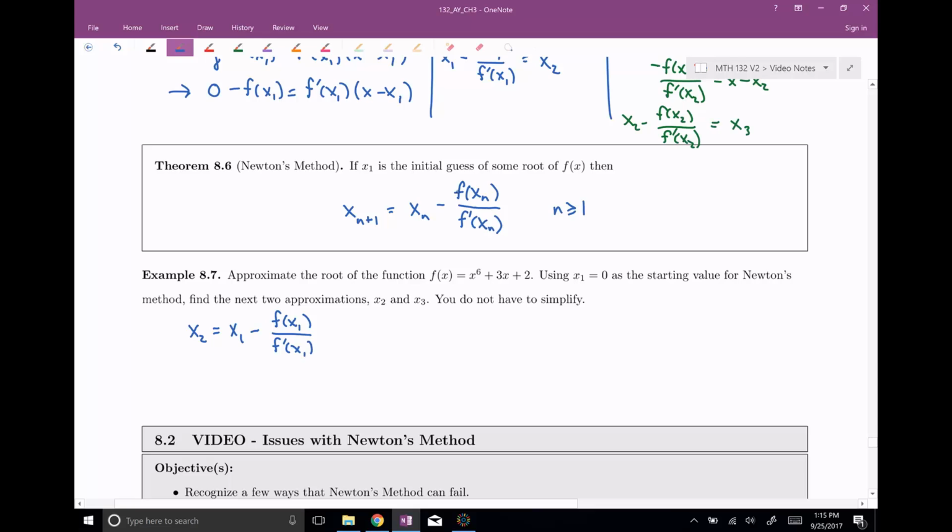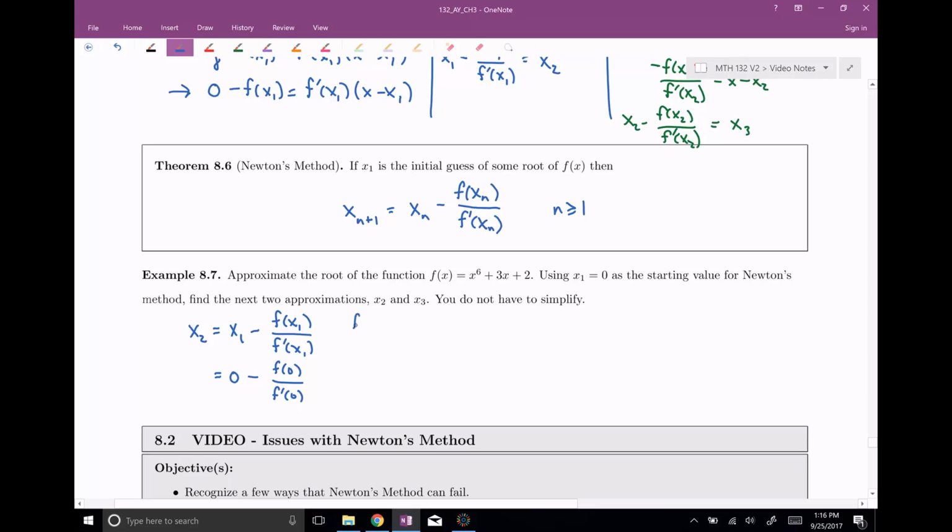So everywhere we see an n, I'm plugging in 1, and that gives me x of 1 plus 1, that's x2, right? That's our second guess. Well, in this case, x sub 1 is specified for us, it's 0. So we have 0 minus f of 0 divided by f prime of 0. Now these things we can calculate out.